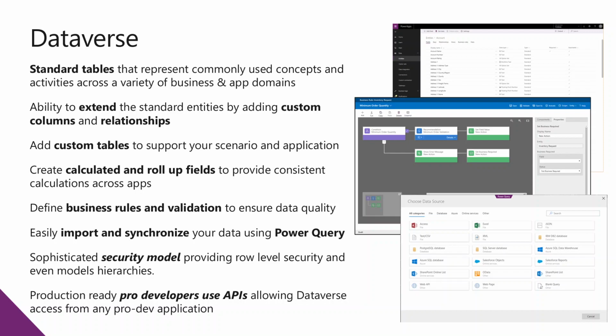There's a whole bunch of standard tables, and I'll show you those in a second. I think it's called the Common Data Model. So the Common Data Model has these standard tables that you can leverage in your app. For example, there is a standard task table, a standard account table that you can leverage. Loads of different tables. You can then extend these standard entities by adding custom columns to those existing entities or custom relationships. You can create custom tables to support your specific business scenario.